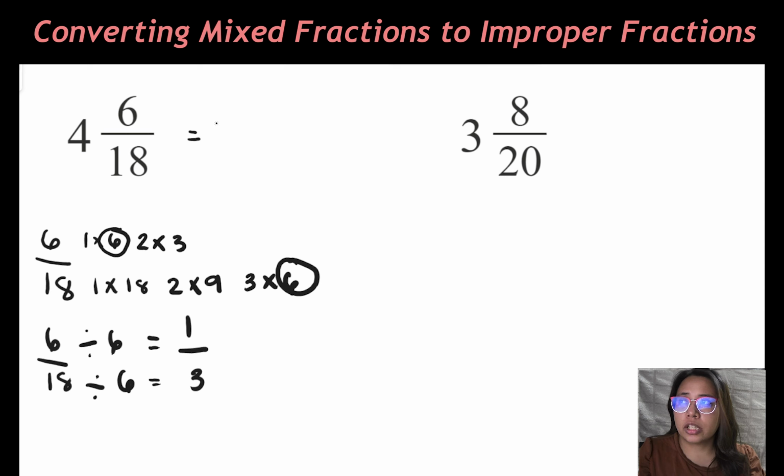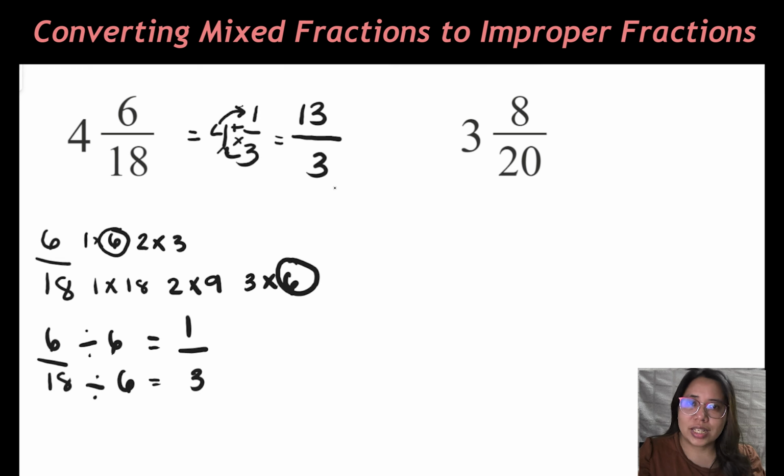So, lagay natin dito yung 4 and then 1/3. Tapos, ngayon naman, i-convert na natin siya sa improper fraction. So, 3 times 4. Okay, so we have 12 and then plus 1. Yung numerator natin, that will be 13. And then, kopyahin lang ulit natin denominator, which is 3. Okay. So, 4 and 6 over 18 is equivalent to 13 over 3.